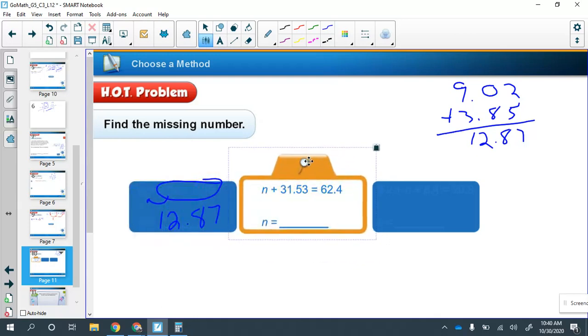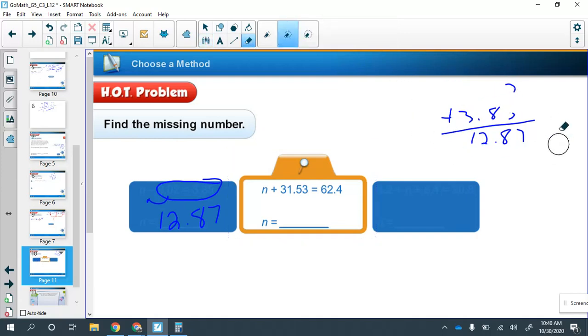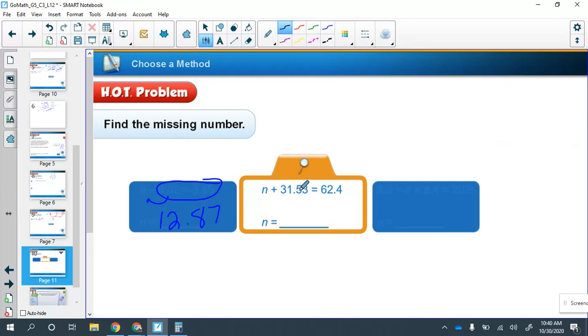We're going to look at another one here. Let me erase that so I have room to work. Here we have n plus 31 and 53 hundredths equals 62 and 4/10. So this plus this equaled this. So if I take 31 and 53 hundredths and subtract it from 62 and 4/10, I should get my answer.